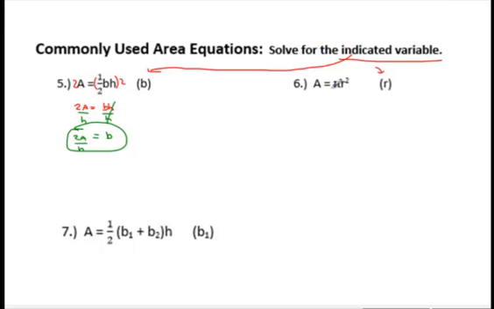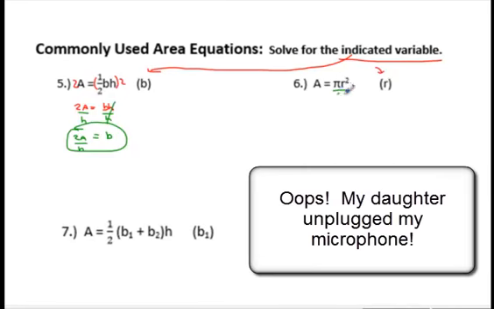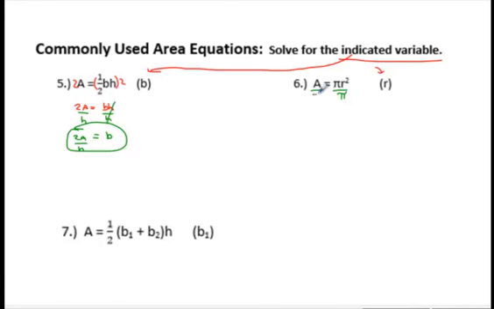Now in this one, area equals pi r squared. You have a square next to the variable that you're solving for. So you are going to end this problem with a square root. But first, we're going to divide both sides by pi. So a, or area, divided by pi will equal r squared, because the pi's will cancel out on both sides.